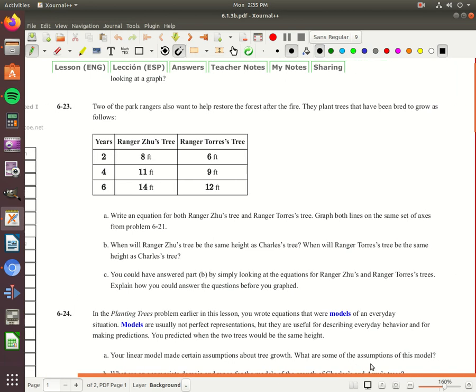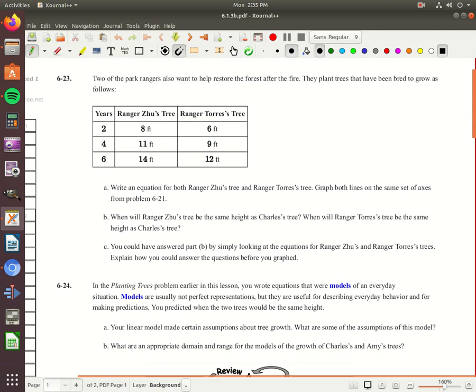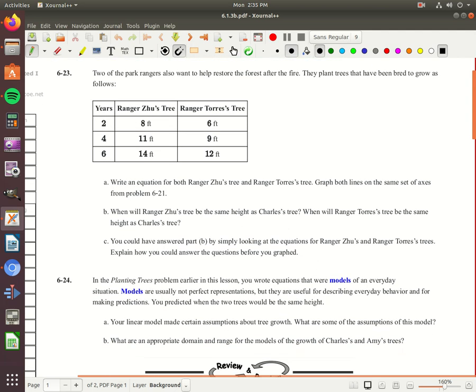It says, 2 of the park rangers also want to help restore the forest after the fire. They plant trees that have been bred to grow as follows. So at year 2, Zeus is 8 feet, Ranger Torres is 6 feet. Year 4, 11 feet, 9 feet. Write an equation for Zeus' tree and for Torres' tree.